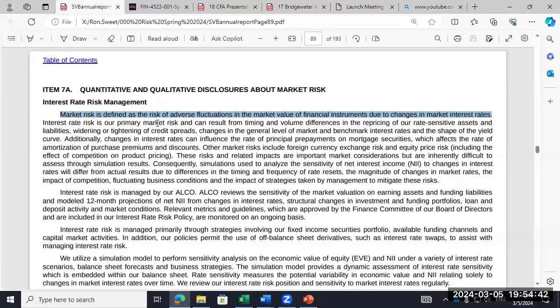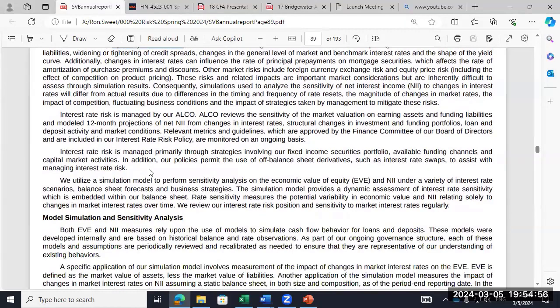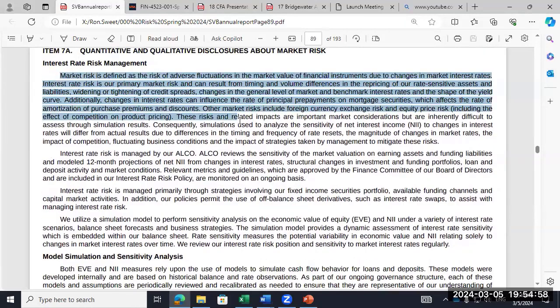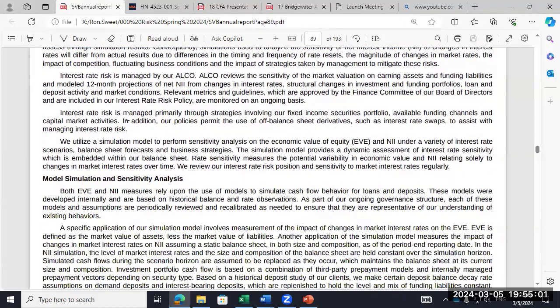Interest rate risk is our primary market risk. So they recognize it's a big one and can result from timing and volume differences in the repricing of rate-sensitive assets and liabilities. Additionally, change in interest rates can influence the rate of principal repayments. So it's all in there. They've got a fairly lengthy definition. It's managed primarily through strategy involving our fixed income series portfolio, available funding channels, and capital market activities. It doesn't tell you how they manage it, but they sound like they're about to tell you that.